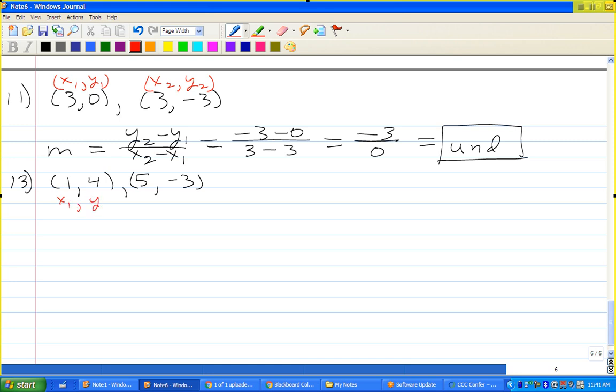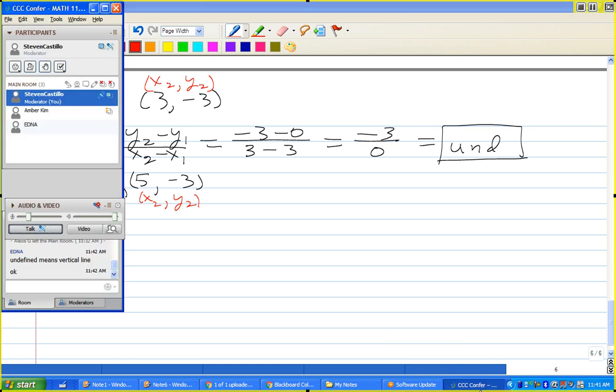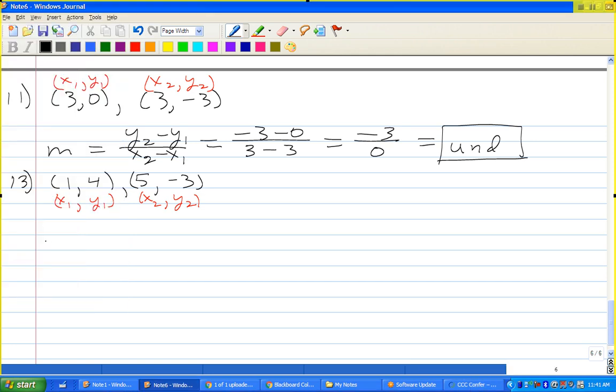So let's call this x1, y1, x2, y2. Okay. So the slope is y2 minus y1 over x2 minus x1. And so delta y, negative 3 minus 4, over delta x, 5 minus 1. Negative 3 minus 4 is negative 7. 5 minus 1 is 4. So your slope is negative 7/4.